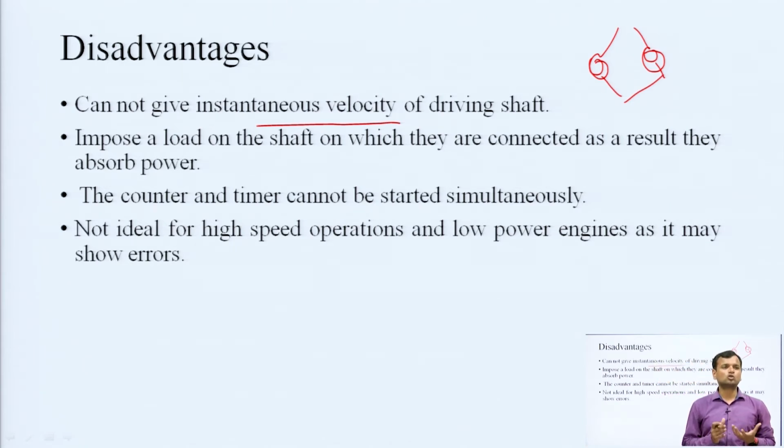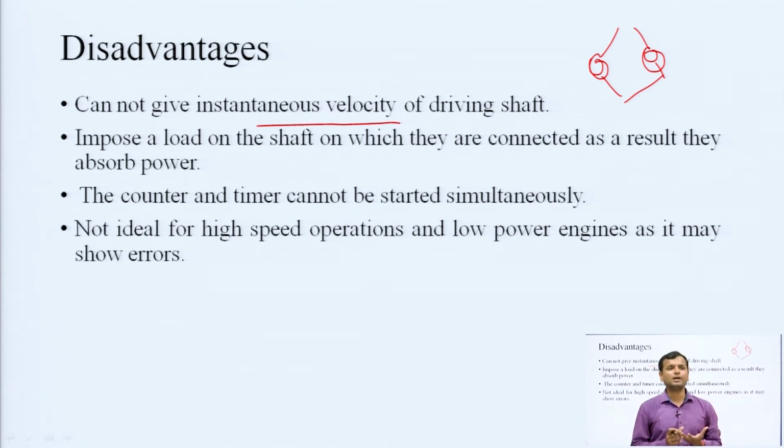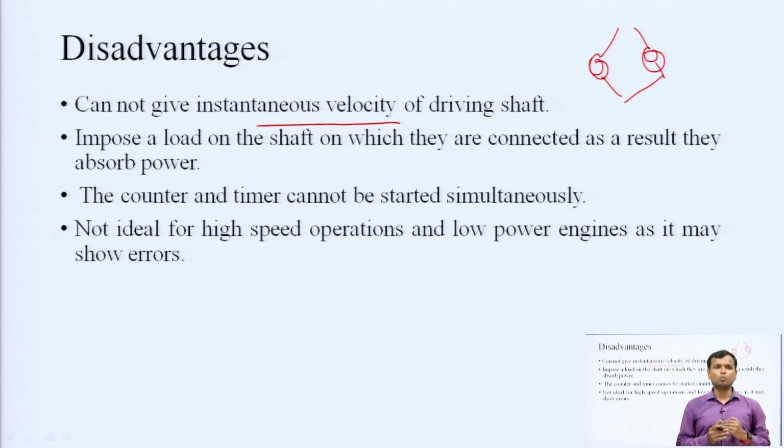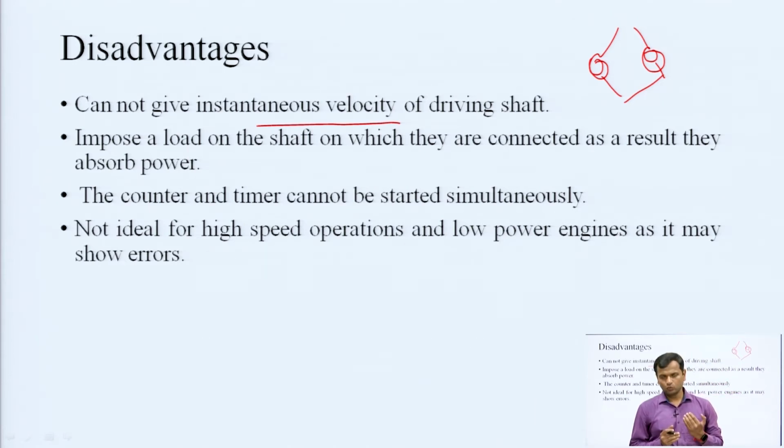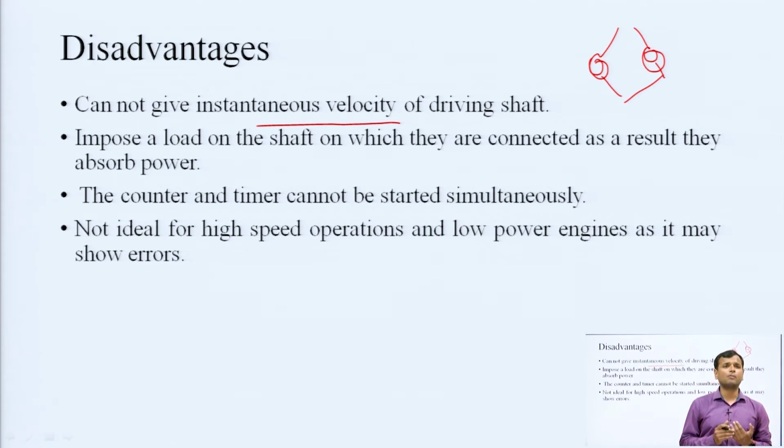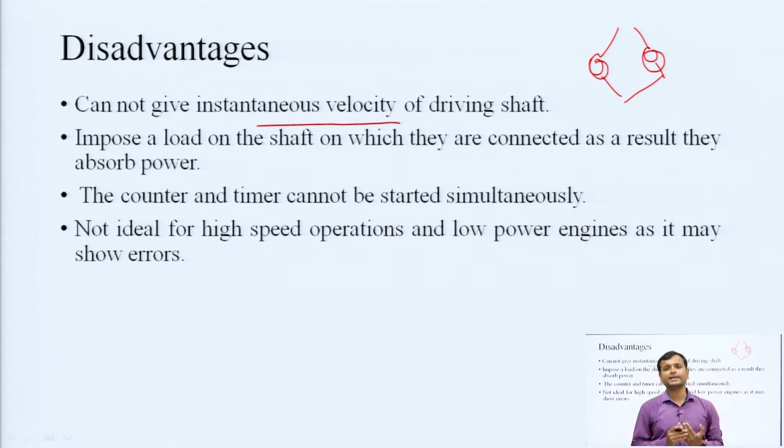Okay. And it is also not ideal for high speed operations and low power engines, as it may show errors, because we have used the mechanical arrangement. So it is not preferable for high speed operation. To measure high rotational speed, we need to use some alternative arrangement. So it will give you some error. These are the certain disadvantages of the mechanical flyball tachometer.